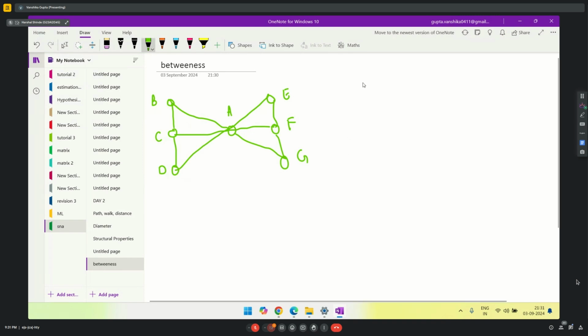Now, first of all, betweenness is how many times a particular node is coming in between when you are traveling from one point to another. So here you can see if you travel from B to G, A will come in between.